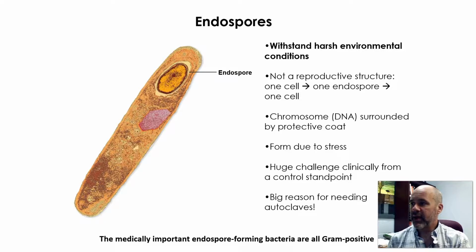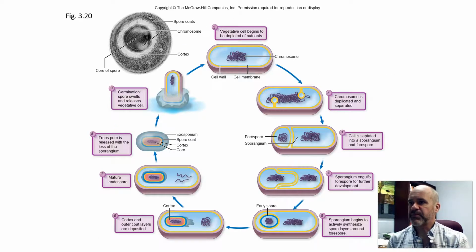infection in another patient. This is a big reason why we need machinery called autoclaves, which are basically like big pressure cookers, steam under pressure being used to sterilize equipment and supplies, waste and so forth in medical settings, because you've got to have very high temperatures and harsh conditions a lot of times to kill these endospores.